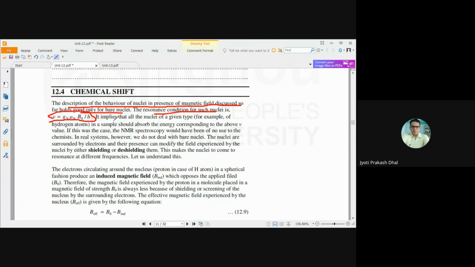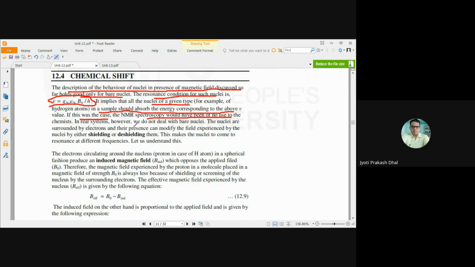It implies that all the nuclei of a given type in a sample should absorb the energy corresponding to the above nu value. If this was the case, then NMR spectroscopy would have been of no use to the chemist. In a real system, we do not deal with bare nuclei. The nuclei are surrounded by electrons.